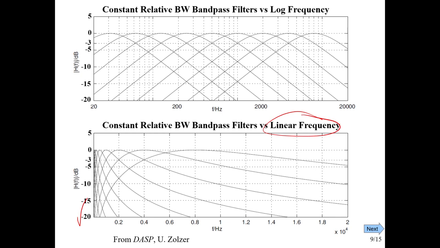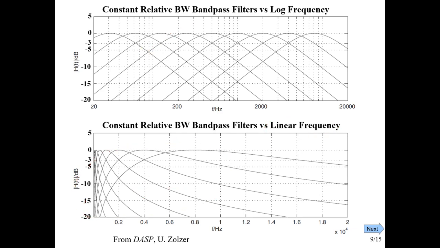But now look, these don't look the same, but they are these constant relative bandwidth bandpass filters, and that's just because as we go to lower frequencies, the bandwidth has to necessarily get narrower to satisfy that. The log axis is a much easier way to see that. We can't really see that here.